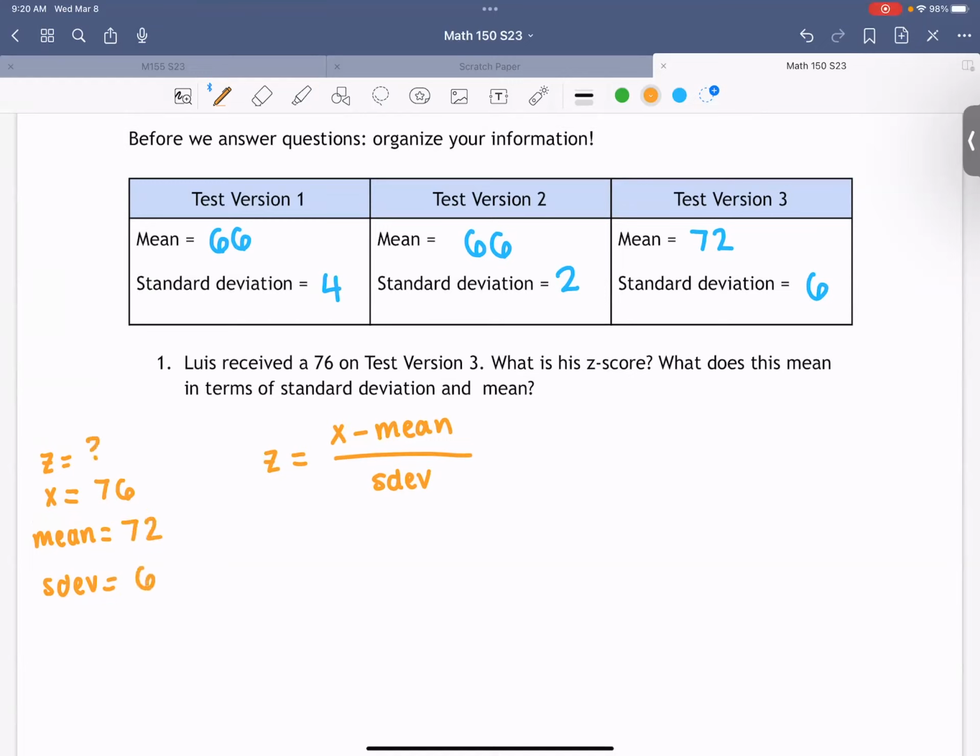So what we're really doing is we're trying to find what z is. So all I have to do is plug in my values in for each of the spots. It looks like we have z equals 76 minus 72 over 6. Okay. Now, you can do this all in your calculator at once. I like to do the subtraction first and write it down and then do the division, but I'm getting 0.66.